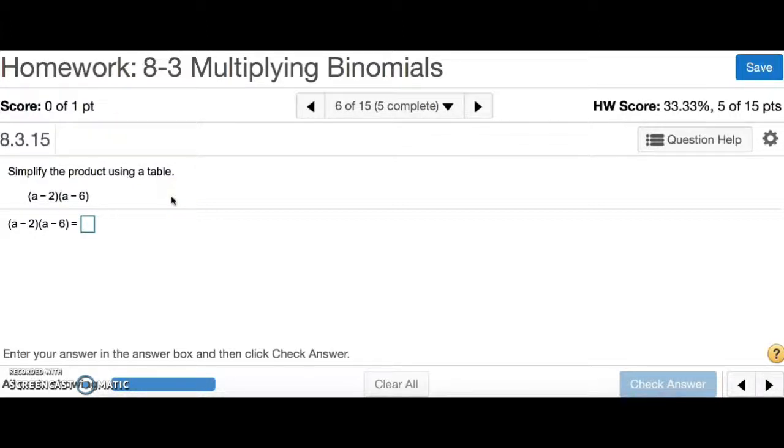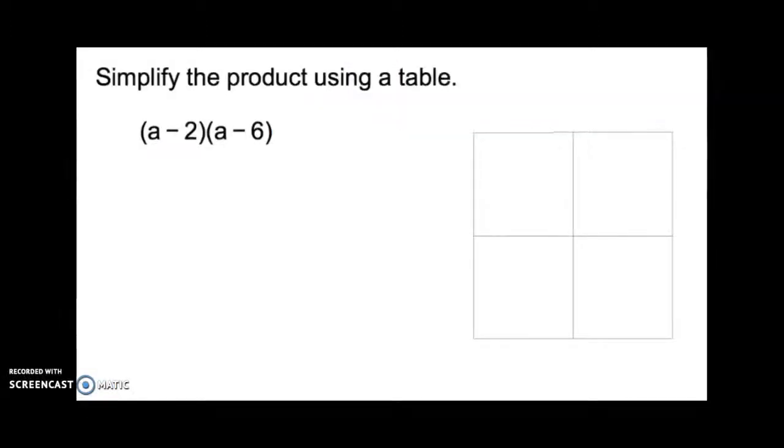Number 6 says to simplify the product using the table. That's essentially box method, so let's take a look at that. So I'm going to write a minus 2 up top and a minus 6 on the side. I could flip-flop them if I wanted to.